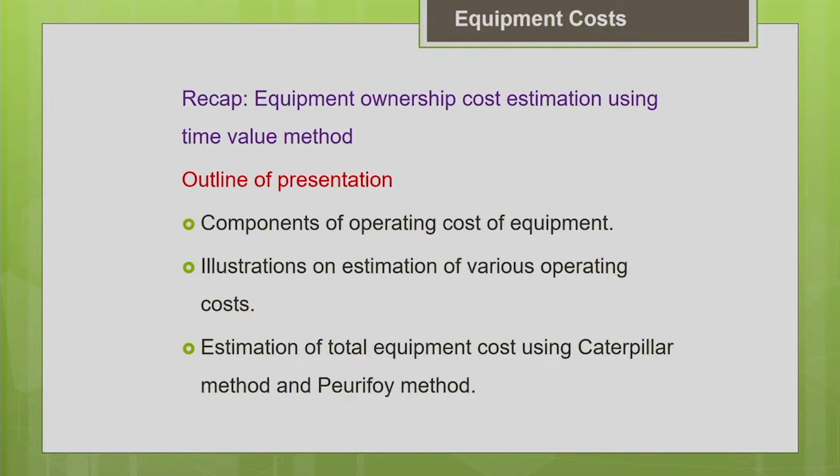This is the outline of today's presentation. I will introduce the components of the operating cost of the equipment. We will work out some illustrations on the estimation of the various components of the operating cost. Then we will discuss how to estimate the total equipment cost using two different methods: one is the Caterpillar method, the other is the Purify method, which are commonly adopted methods for equipment cost estimation.